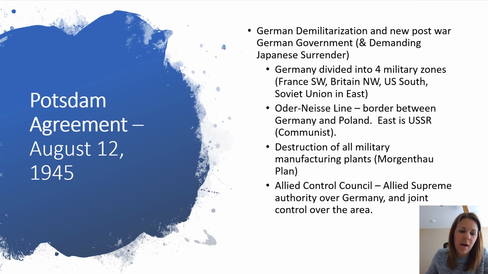The Potsdam Agreement on August 12, 1945, deals directly with the German demilitarization and the new post-war German government, and with demanding the Japanese surrender. So they know that the war is coming to an end, and now it's just a matter of how to structure both Germany and Japanese peace.